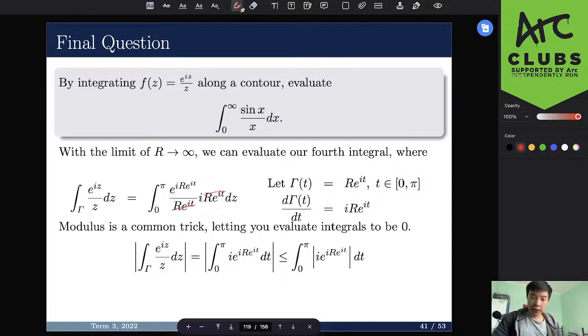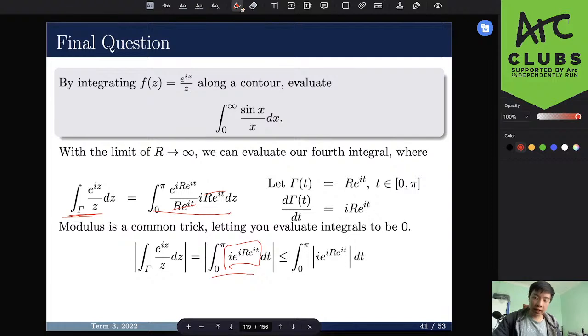And what we can do is we can take the modulus. Of course, you've seen this before. Taking the modulus is a very common trick because it lets you evaluate integrals to be 0. And then we can just transform this into the modulus of this right here. And we don't use the ML lemma. The main reason is because it's kind of hard to see how this can be maximized since we have r approaching infinity at the end. So it's kind of unclear what we need to do.